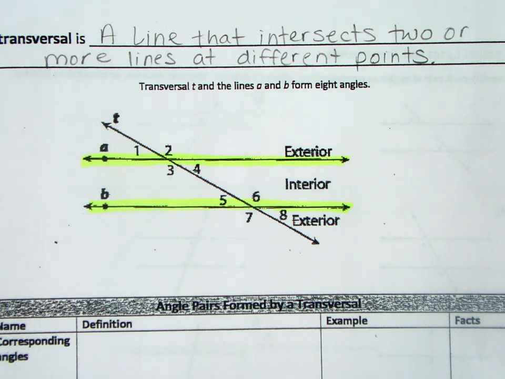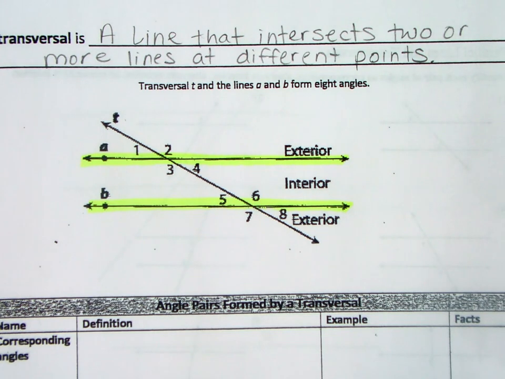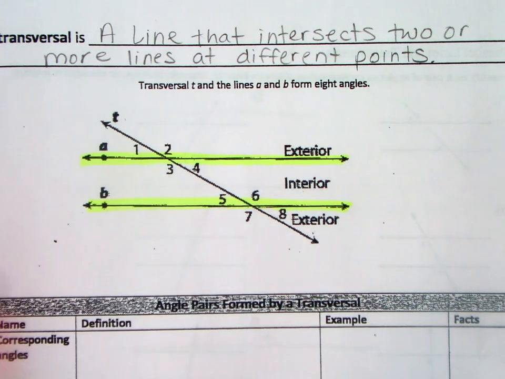Yeah. Letters. Okay, so the smaller lowercase letters here are there to label the line. A, B, and T kind of tell us which line we're talking about. What about this interior, exterior? Were you wondering about that?